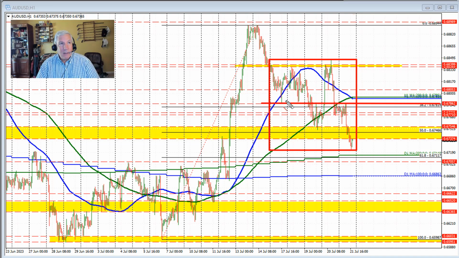Those moves to the downside found support ahead of the 38.2% retracement. That's of the move up from the low price that we saw at the beginning of July to the high price that we saw just last week. The 38.2 came in at 0.67814, and our low prices on Monday and Tuesday came in around the 86 level and bounced to the upside.